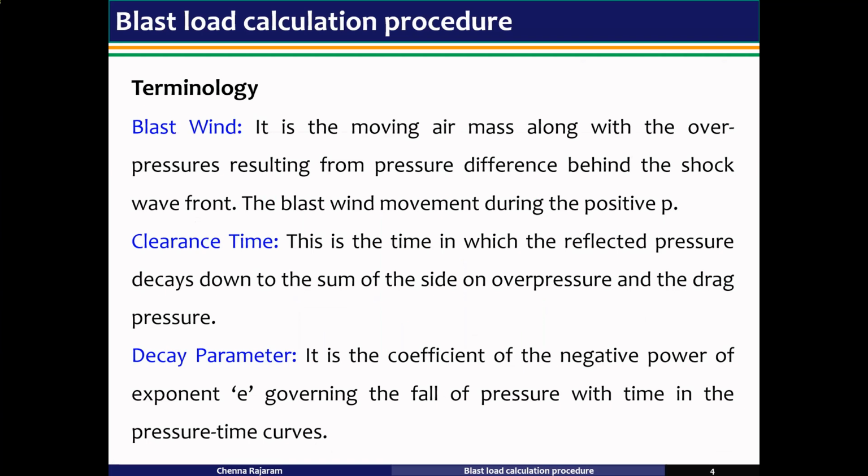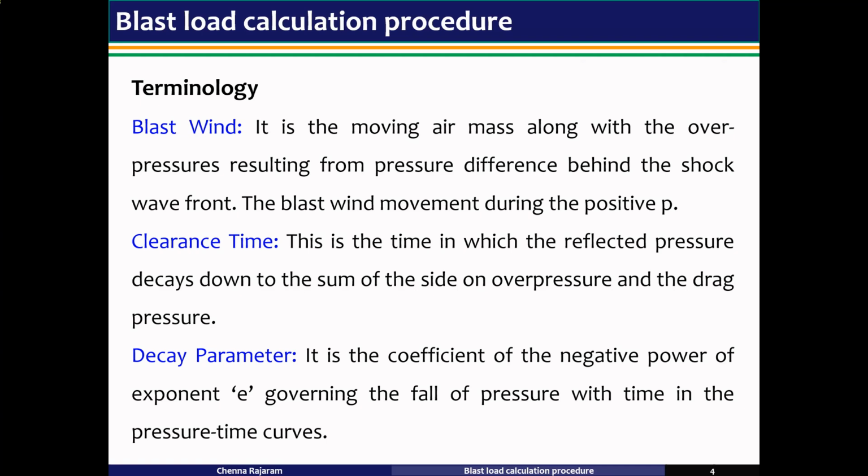Before going to discuss the calculation of the blast load, we need to understand the terminology used in the calculation of the blast load. Blast wind. It is a moving air mass along with the overpressure resulting from the pressure difference behind the shock wavefront. The blast wind moves during the positive pressure. Clearance time. This is the time in which the reflected pressure decays down to the sum of the side-on overpressure and the drag pressure.